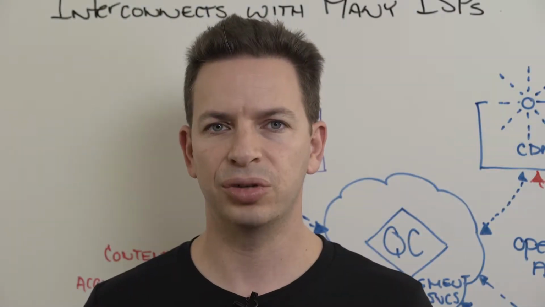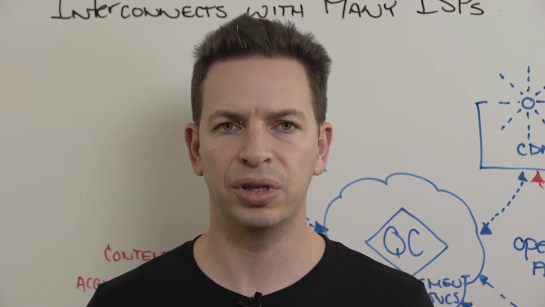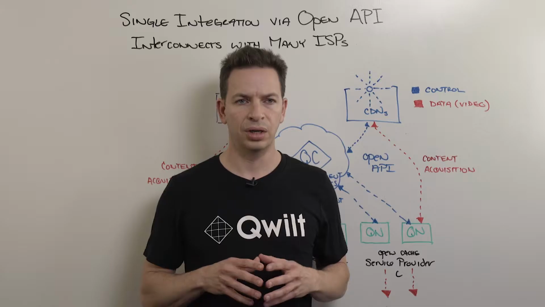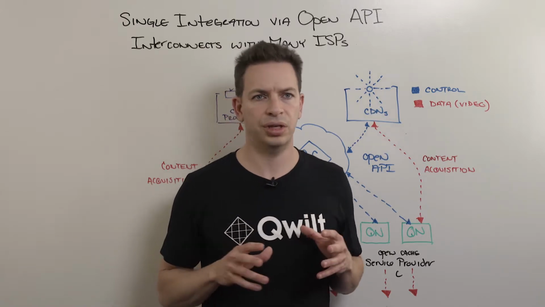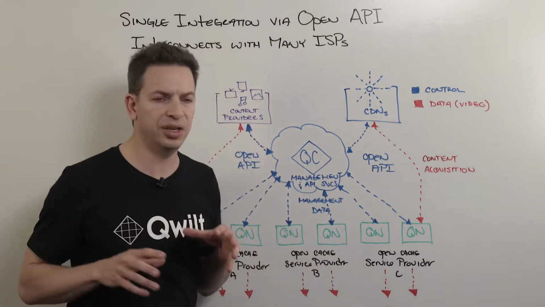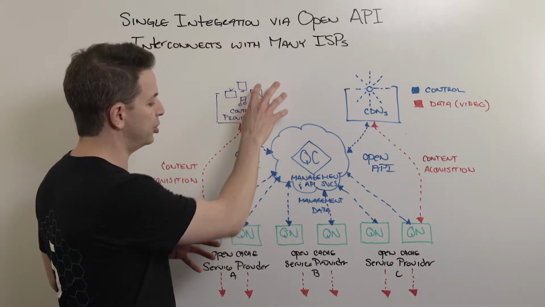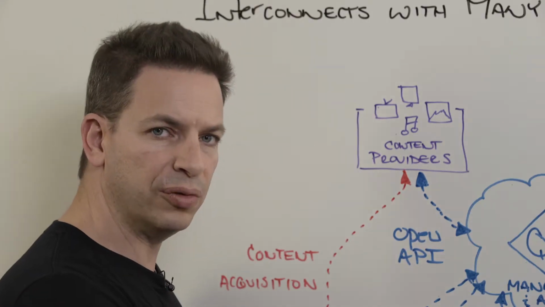Wanted to take the time to review Qwilt's Open Edge Cloud platform and the two main components that make up our complete solution. The first component is QC, which is Qwilt's cloud-based connectivity platform that acts as the gateway between the publisher ecosystem and the service provider infrastructure.